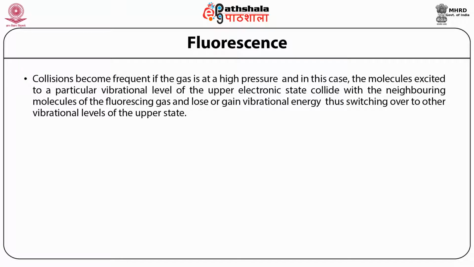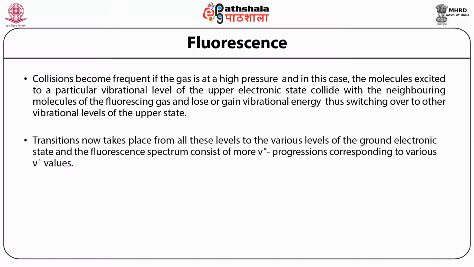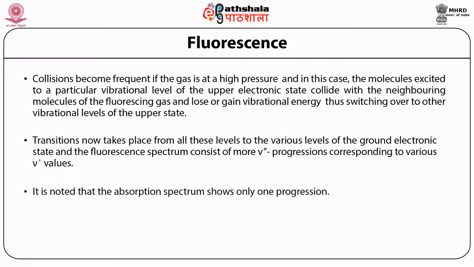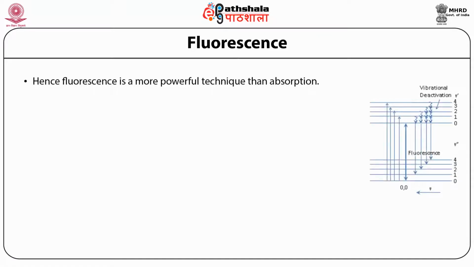Collisions become frequent if the gas is at high pressure, and in this case the molecules excited to a particular vibration level of the upper electronic state collide with the neighboring molecules of the fluorescent gas and lose or gain vibration energy, thus switching over to other vibration levels of the upper state. Transitions now take place from all these levels to the various levels of the ground electronic state, and the fluorescence spectrum consists of more ν'' progressions corresponding to various ν' values. It is noted that the absorption spectrum shows only one progression. Hence, fluorescence is a more powerful technique than absorption.